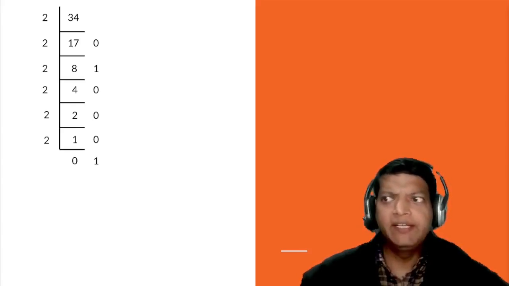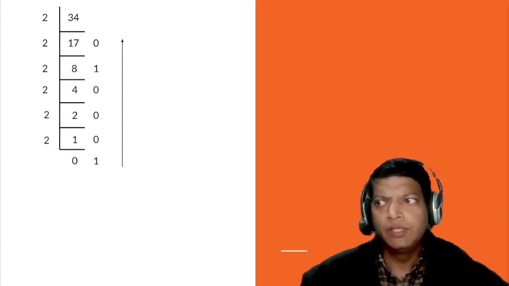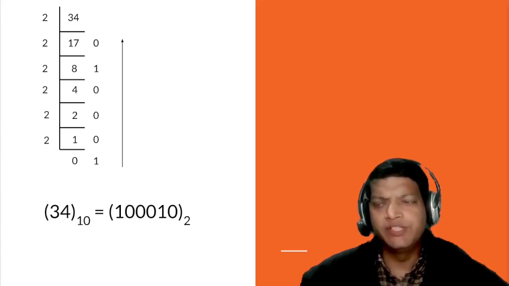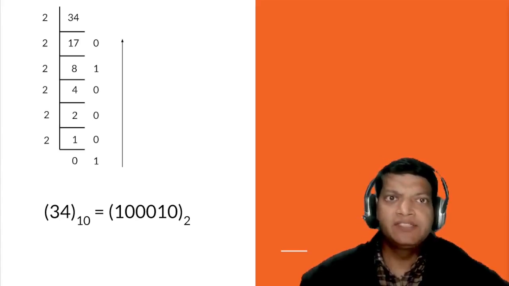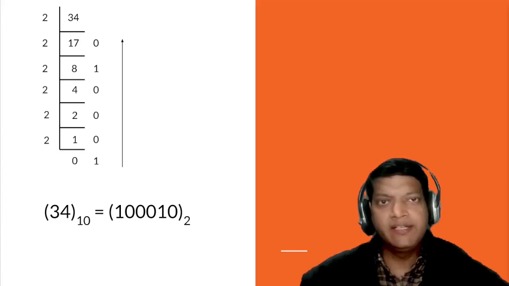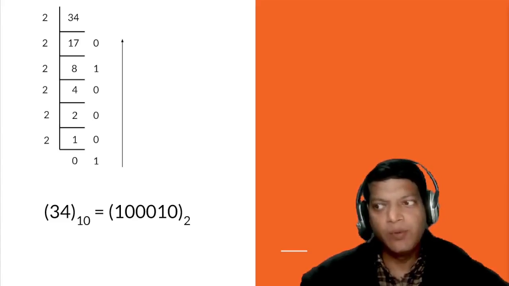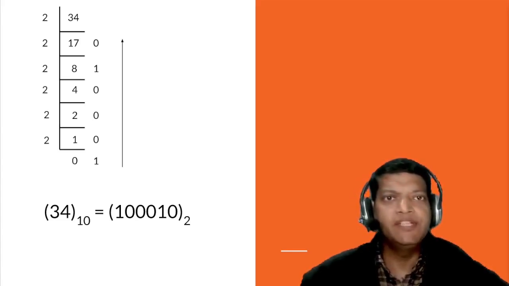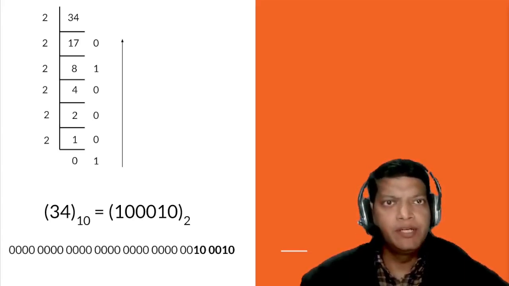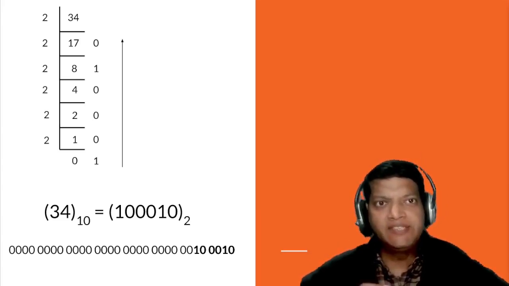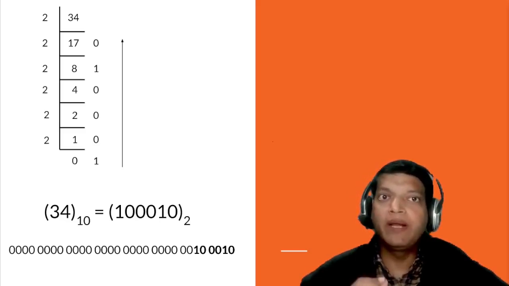And then we have to take the remainders in the reverse order, that is from bottom to the top. And once we do it, our answer is 1 0 0 0 1 0. Now please understand, I told you the width of this inside the memory is 32 bits. Right now it's not 32 bits, it's 1 2 3 4 5 6 bits. So we'll add zeros in the beginning so that it becomes equal to 32 bits like this. And this is how the number 34 is represented in the memory. Now note that this representation is of the positive 34, or plus 34.